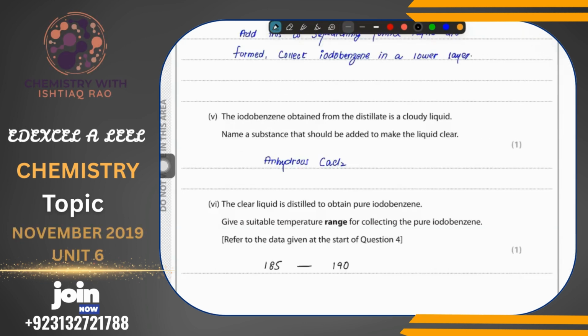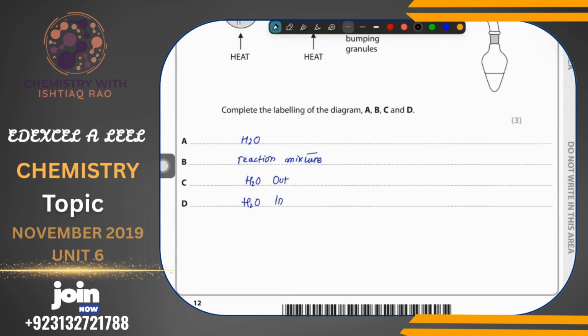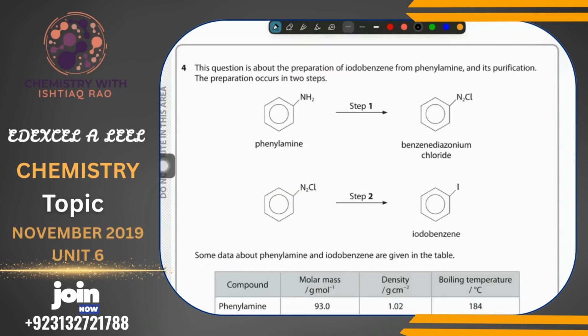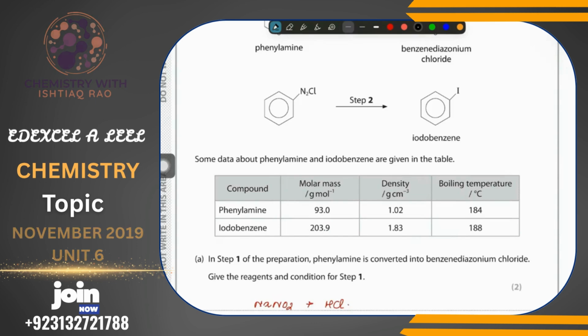Data is this one. So density is given to you, molar mass is given to you, boiling temperature is given to you. Iodobenzene, and then phenylamine. So iodobenzene mass, phenylamine mass.